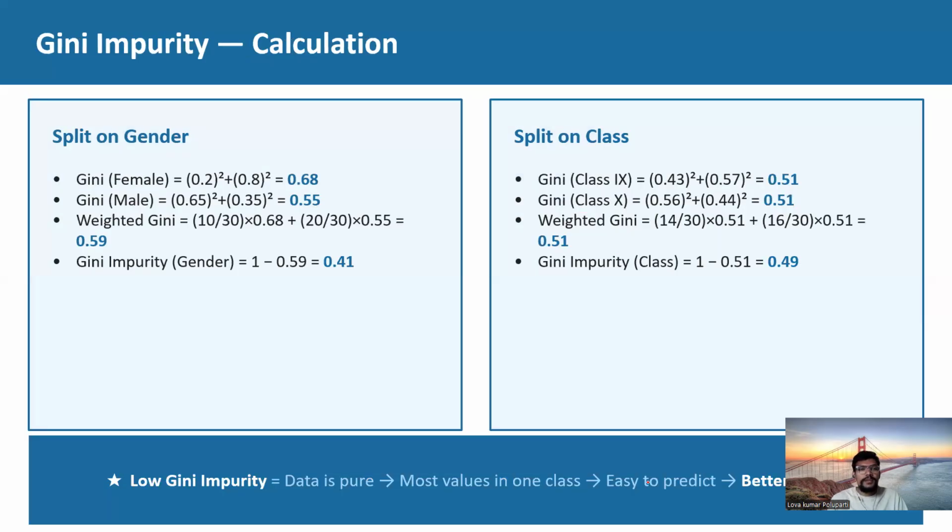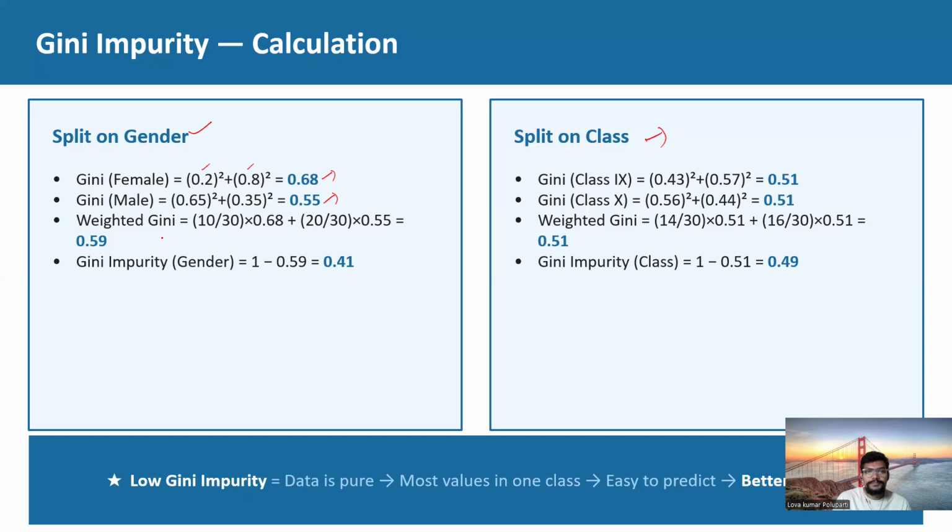Let's see here, the Gini impurity I'm applying on the gender and the class also. I'm using the simple p square plus q square formula for the female and the male also. I'm finding why you are getting the 0.2, because you already have the data. Total 10 students are there, and two people are playing and 8 are not playing.